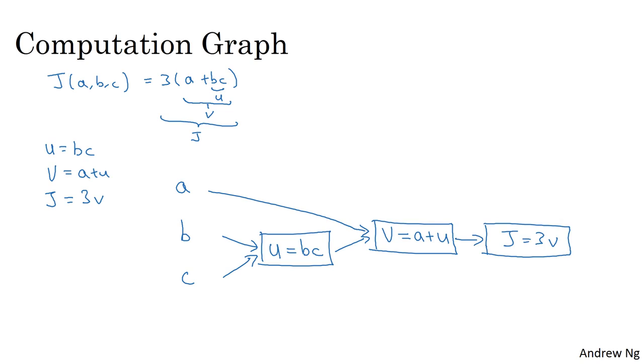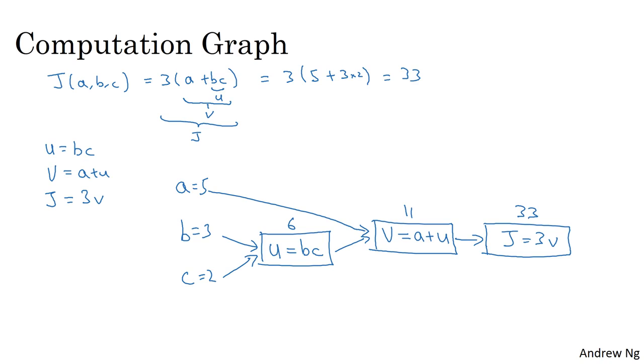times v. So as a concrete example, if a equals 5, b equals 3, and c equals 2, then u equals b times c would be 6, v equals a plus u would be 5 plus 6, which is 11, and J is 3 times that, so J is equal to 33. And indeed, hopefully you can verify that this is 3 times (5 plus 3 times 2), and if you expand that out, you actually get 33 as the value of J.